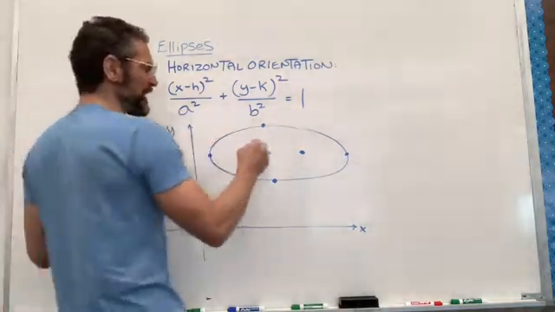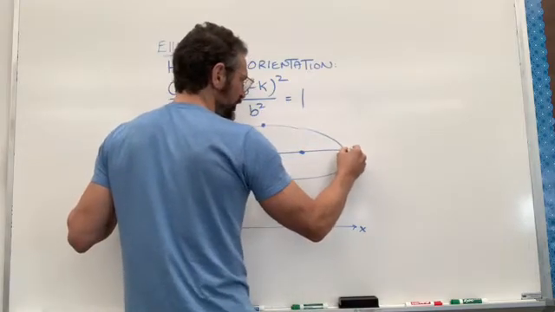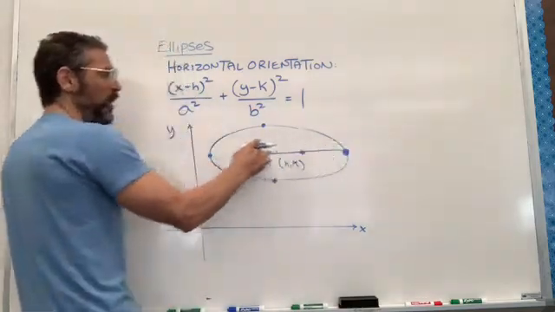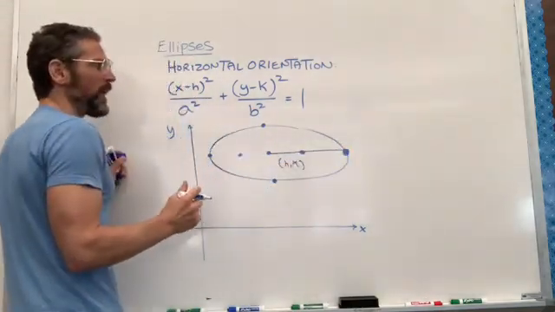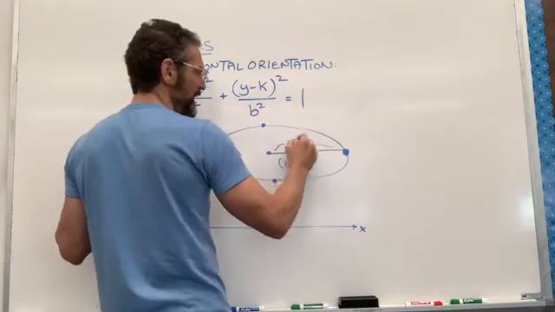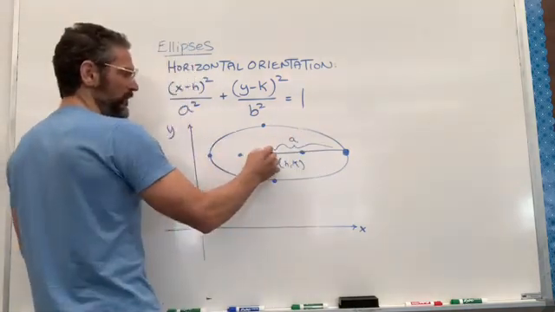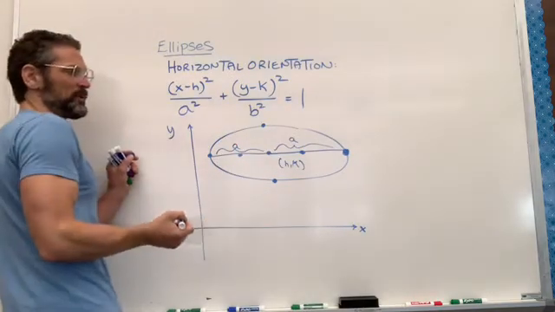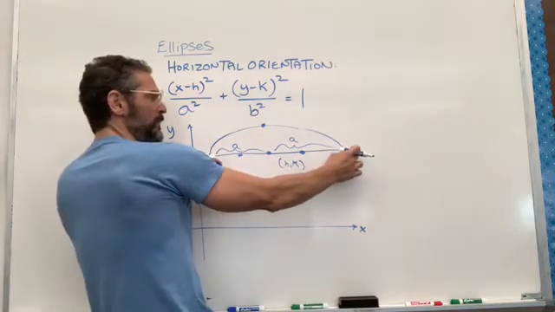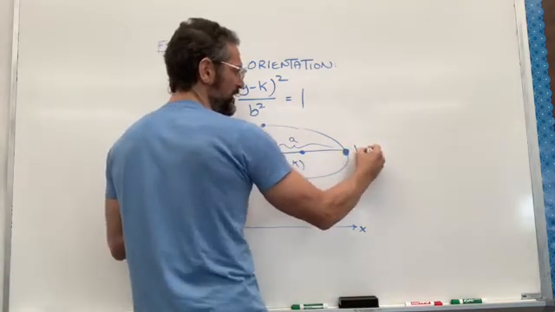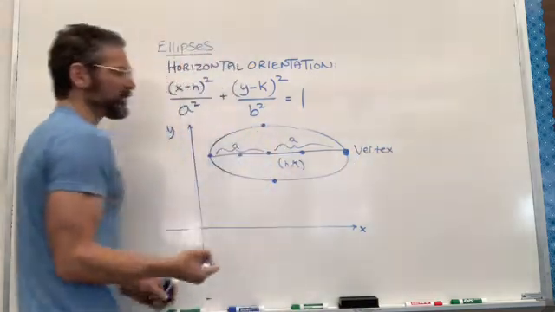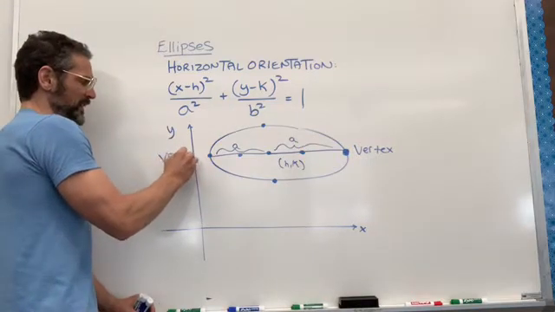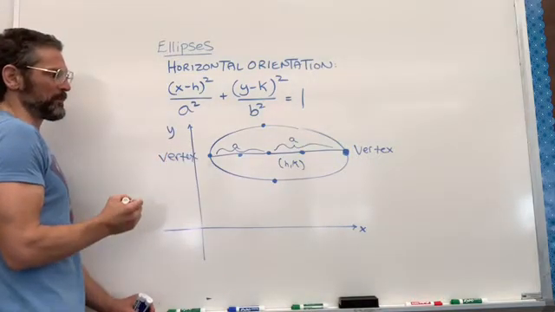A, by definition, is center to vertex. So here is our center, HK. This distance along the long way is called A. So when I say A, I'm talking about this distance. Well, if I have A and A going in two different directions, horizontally left and horizontally right, what these end in are vertices. So at the end of the 2A, we have a vertex in each direction. So this is a vertex, and this is a vertex here.